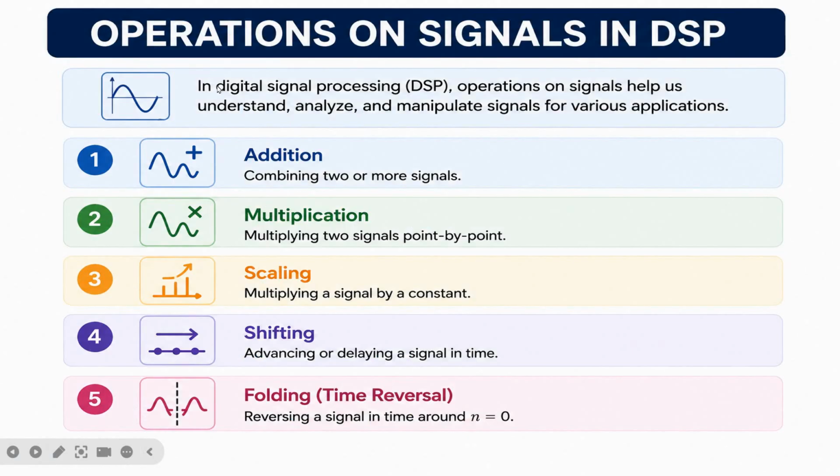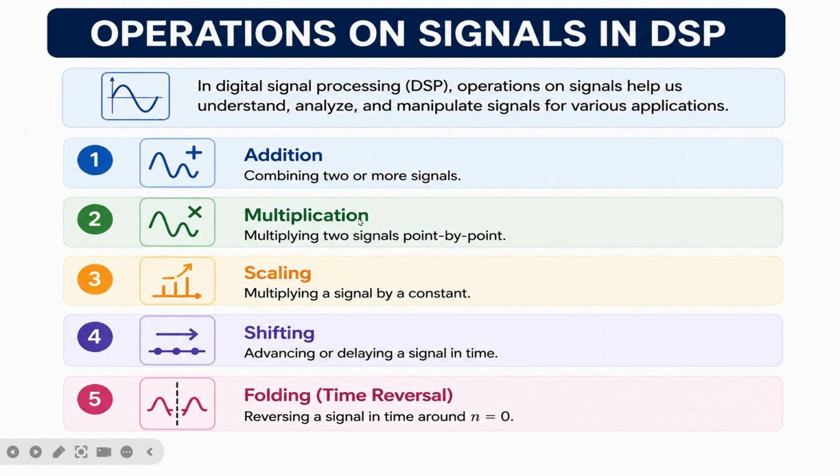Before going to addition, we'll see the different operations which we perform on signals. These are the operations on signals in DSP: addition, multiplication, scaling, shifting, and folding, which is also called time reversal. In digital signal processing, operations on signals help us understand, analyze, and manipulate the signals for various applications. First is addition, which combines two or more signals.